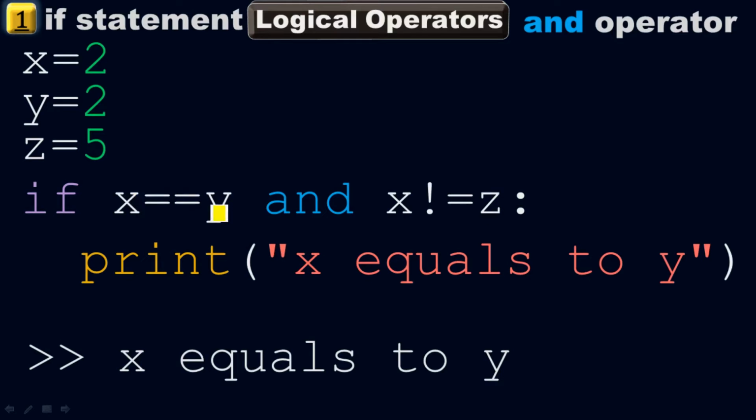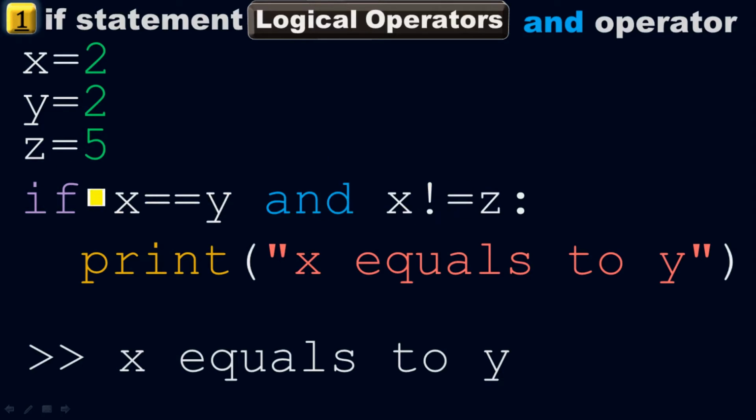x must equal y and x should not equal z. If this is the situation, then only this condition of this statement is true. Because we have used the AND operator, both of the terms must be satisfied. There is no option. Both of the terms must be satisfied when you use the AND operator between them.